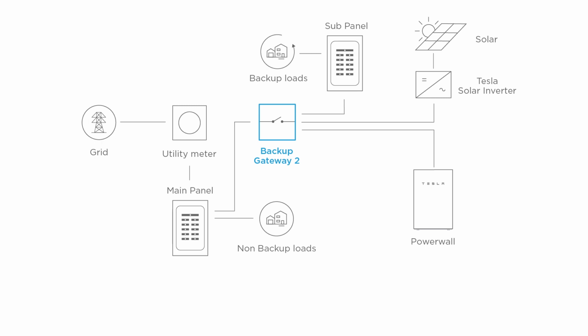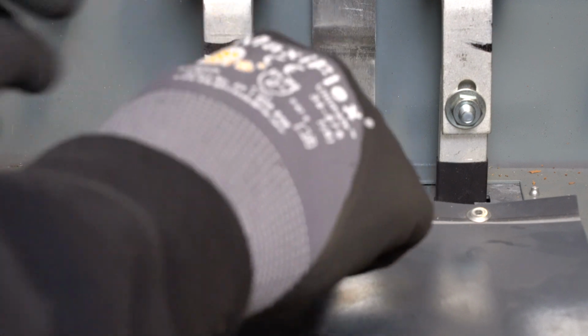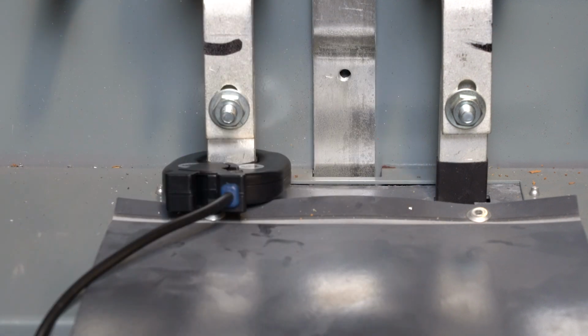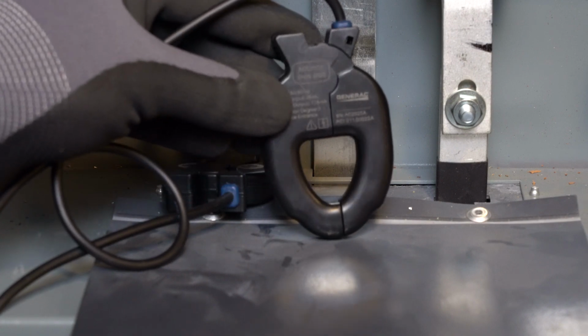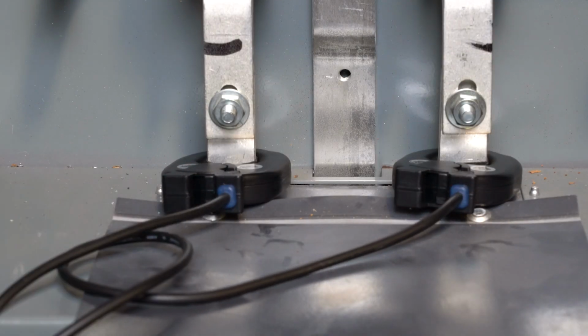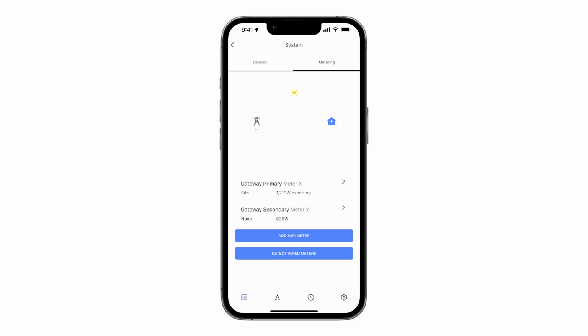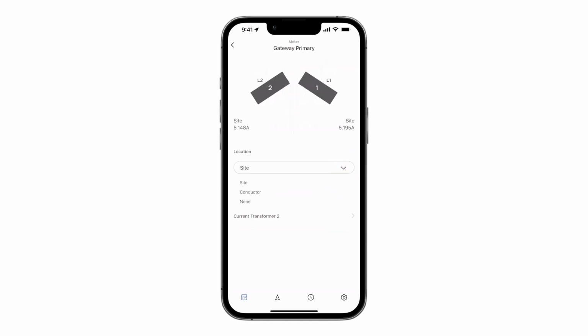If installing Backup Gateway 2 downstream of a main service panel with non-backed up loads, clip CTs around line 1 and line 2 of the main service feeders. Orient the CTs with the labels facing toward the service entrance and away from the main breaker. Be sure that site CTs are placed between the utility meter and any loads or line side taps. If a remote meter is being used for site monitoring, set the Backup Gateway Meter X CTs to none so that the site measurement is not double counted.